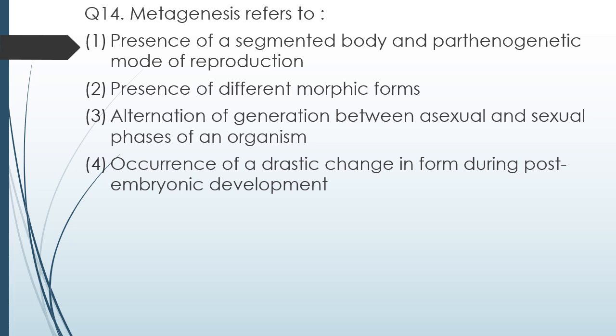Question number 14. Metagenesis refers to presence of segmented body and parthenogenetic mode of reproduction, presence of different morphic forms, alternation of generation between asexual and sexual phases of organism, occurrence of drastic change in form during post-embryonic development. Correct answer is option 3, alternation of generation between asexual and sexual phase of an organism.